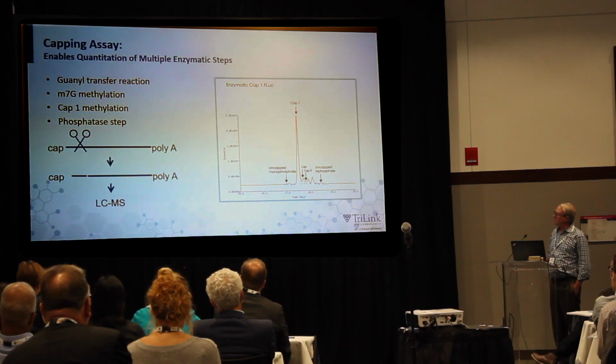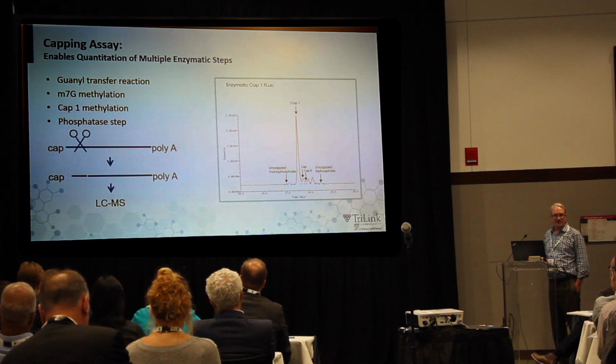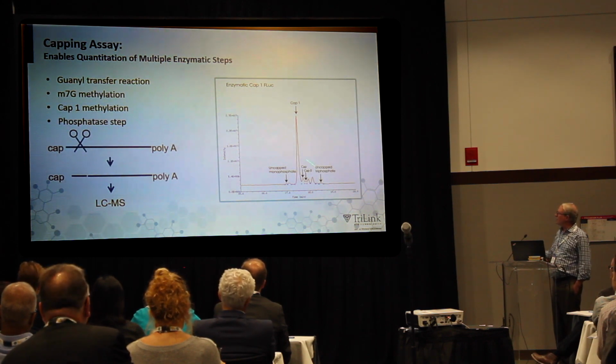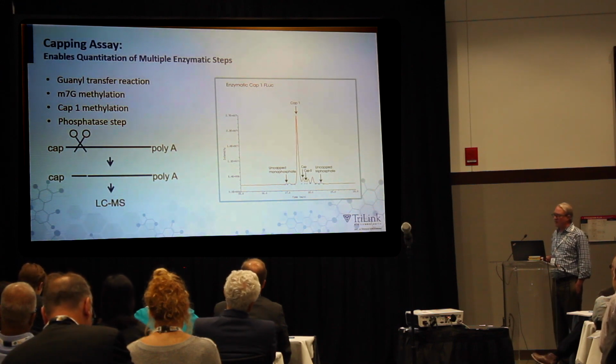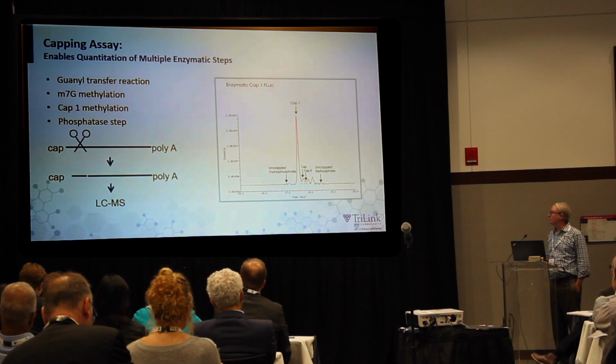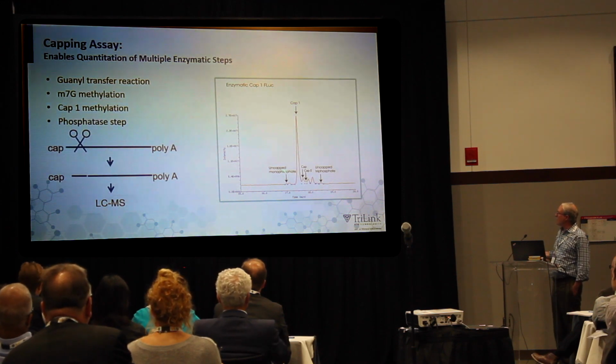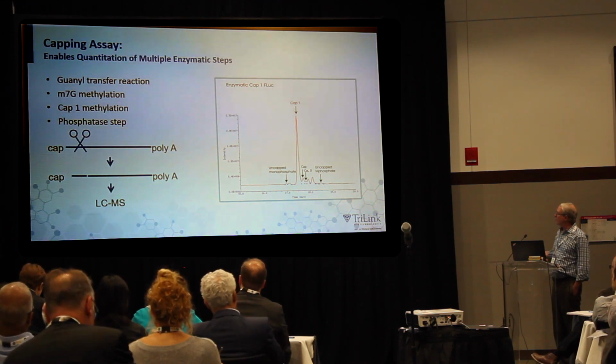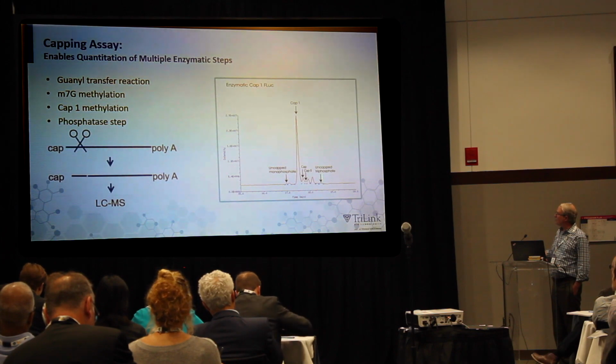Sometimes we'll include a phosphatase step to simplify the analysis of mono, di, and triphosphates. And over here on the right-hand side, you can see an example of an enzymatic capping reaction that's gone most of the way, but not entirely to completion. We're able to see an uncapped monophosphate, cap 0, and a little bit of triphosphate. And so this is what it looks like when an enzymatic capping does not go to completion. It can be much, much worse. This is actually a pretty good capping.